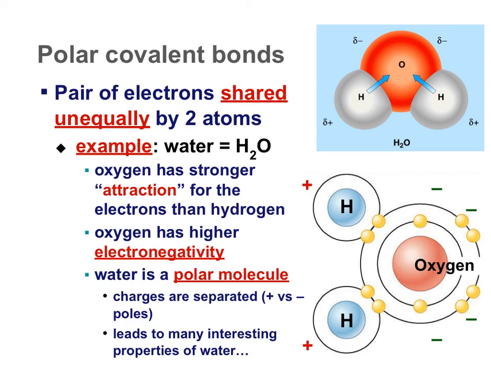I want you to remember this characteristic of water molecules. Water is a polar molecule, meaning there are opposing charges on two different sides of the molecule. They are separated, positive versus negative poles, delta negative and delta positive. This leads to a bunch of interesting properties that we are going to learn about with water, and you should probably understand intuitively that water is a pretty important substance. We're going to look at all of those properties in more detail in the future.